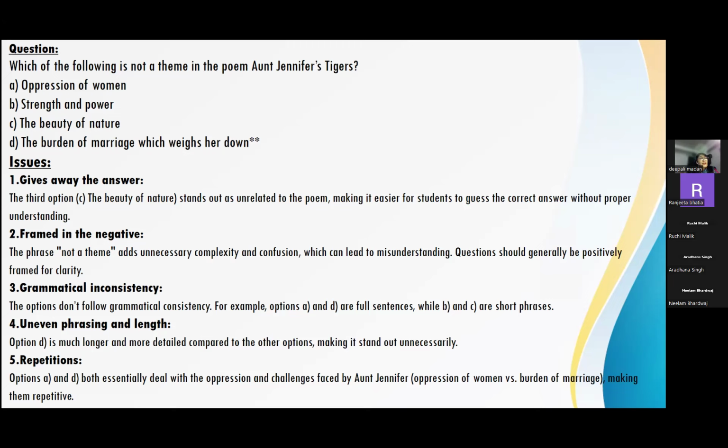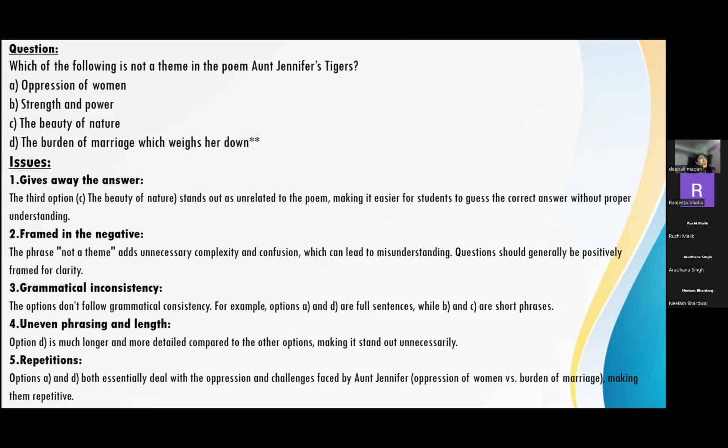Yeah. So very clearly the child will get to know that the three distractors which are there, they don't sound plausible at all. Oppression of women, strength and power, the beauty of nature. Now, beauty of nature is nowhere even loosely related to the question. So obviously the students will know that this is not even a relevant distractor. So we shouldn't be framing our questions like this.